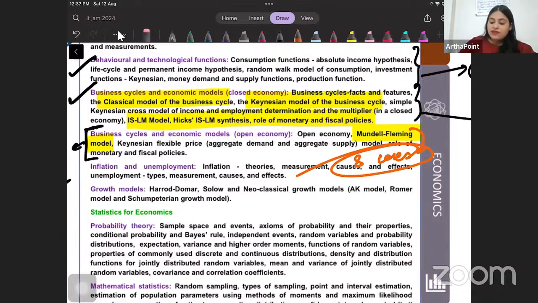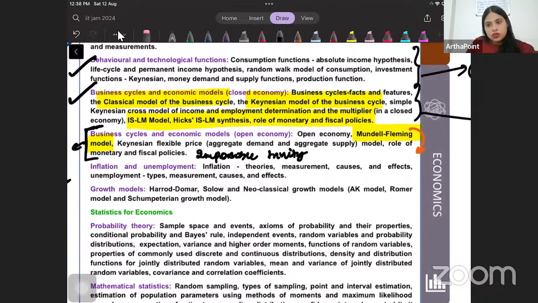ठीक है? So Mundell-Fleming is very, very important. Most of the times, this is what will come in exam. Or please write down, यहाँ पे लिखा नहीं है, things like impossible trinity. That can also come in exam. Things like import multiplier. And just, जो भी मुझे याद आ रहा है, I'm just writing those down. So that can also come in exam.